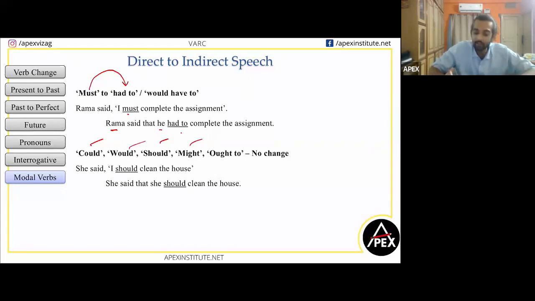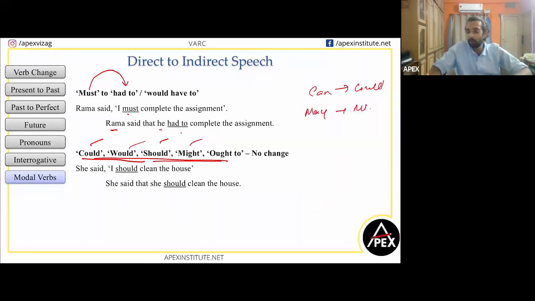All right. She said, I should clean the house. She said that she should clean the house. All right. So these are all modals. Modals do not change. Okay. When you have can and all, they change into could. So the only changes are can goes to could, may goes to might, and must goes to had to. Okay.